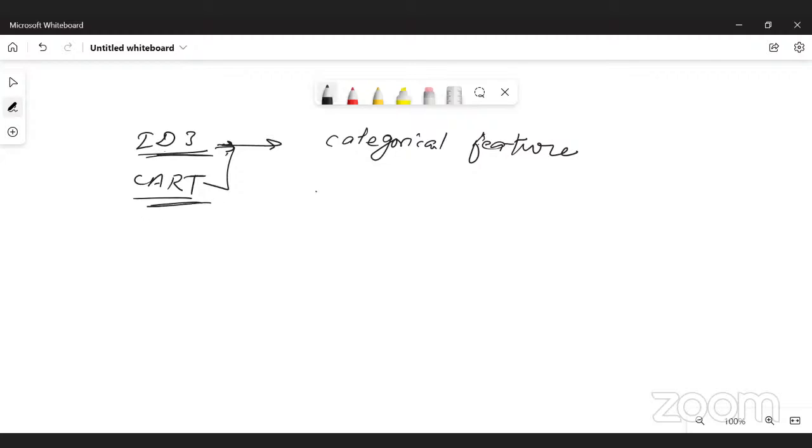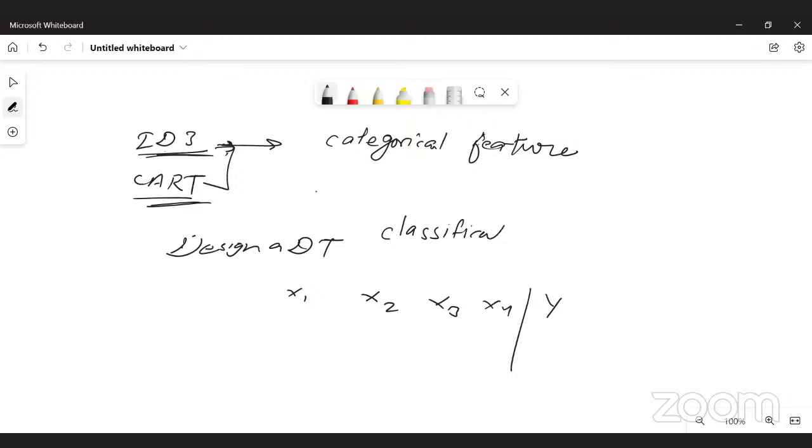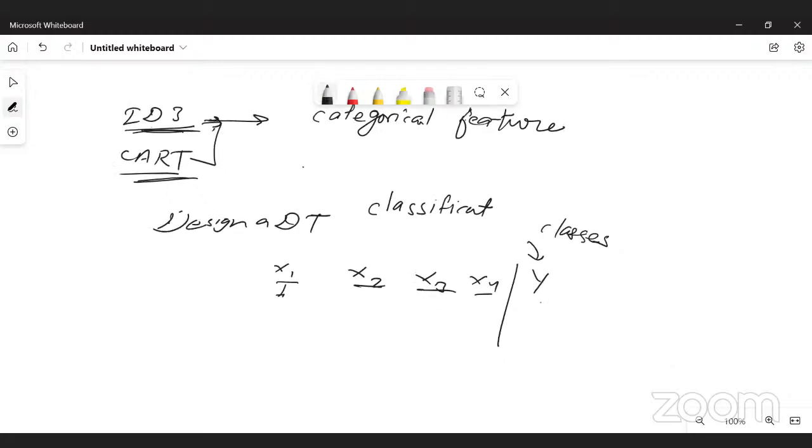Our question was how to design a decision tree. For designing a decision tree, let's say you have features x1, x2, x3, x4 and a variable y. First I will talk about the classification problem, then the regression problem. In classification, y is categorical, with different classes. For the ID3 algorithm, I'm assuming all the features are categorical too. Then, to design the tree, we need to answer a few questions, like which feature will be at the root node.